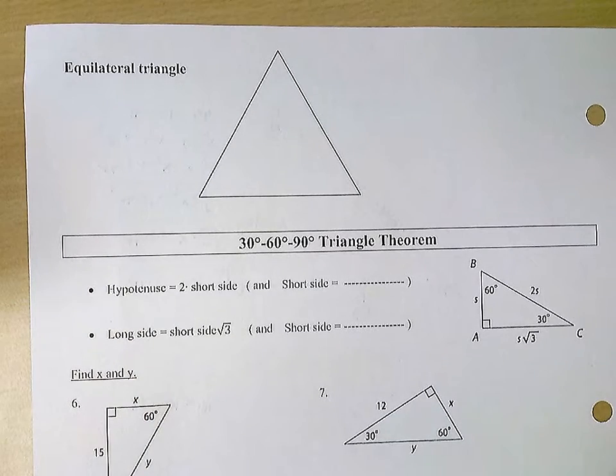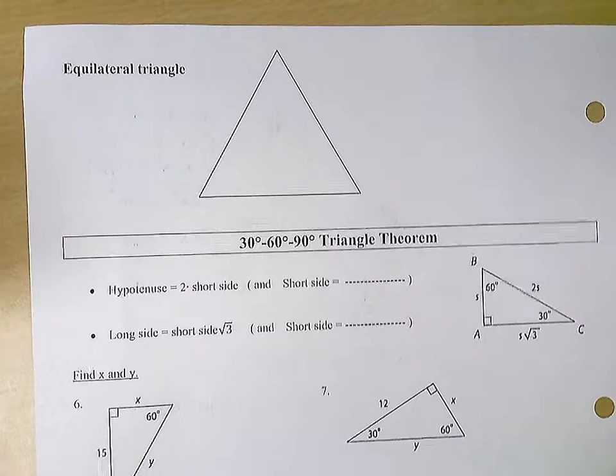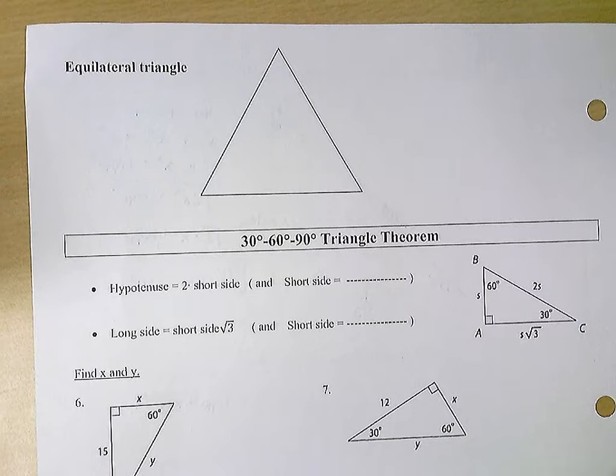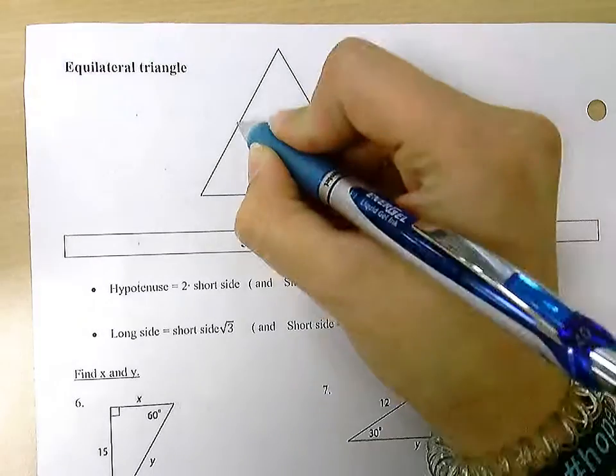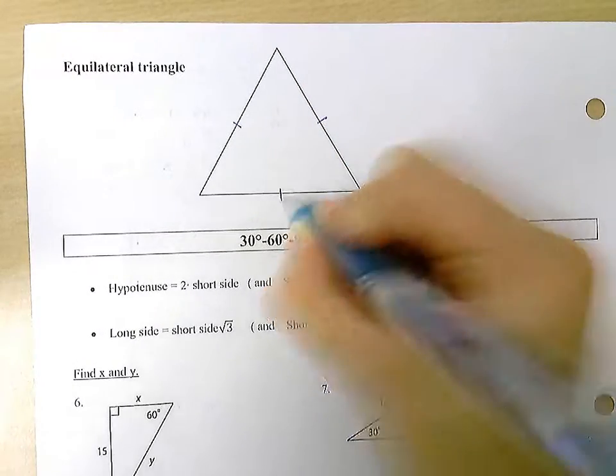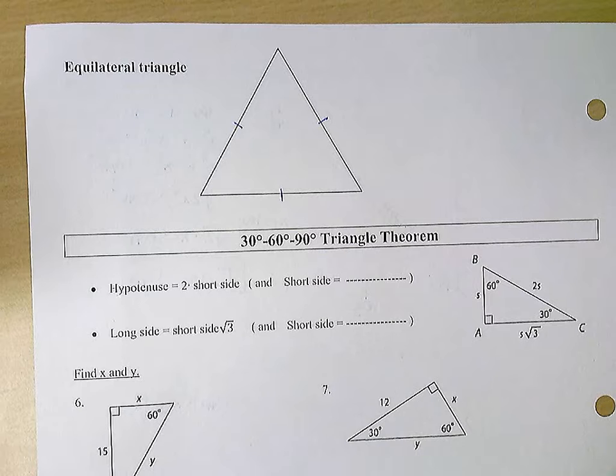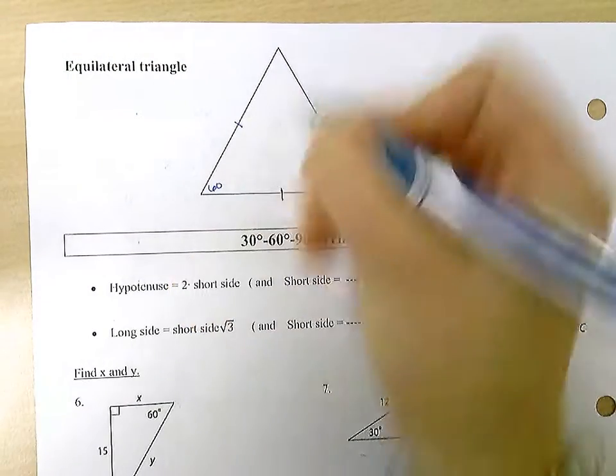Now, just like before, I'm going to show you how they got this rule that we're going to use. So I have an equilateral triangle. I know we haven't gone over what equilateral triangles and stuff are yet, but if it's an equilateral triangle, all three sides are congruent. All three sides are equal to each other. All of your angles are also equal. They're all 60 degrees.